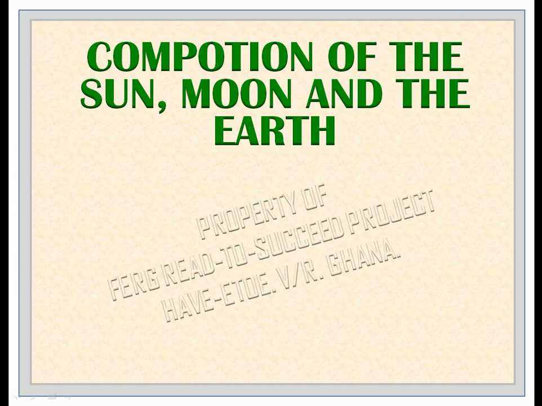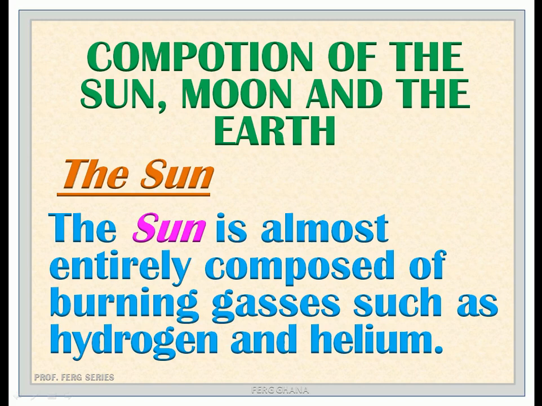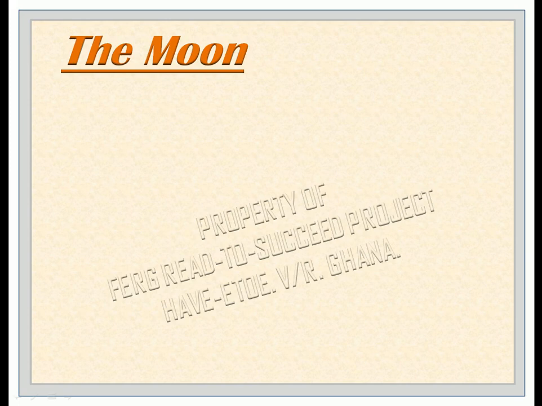Composition of the Sun, Moon and the Earth. The Sun. The Sun is almost entirely composed of burning gases, such as hydrogen and helium. The Moon.